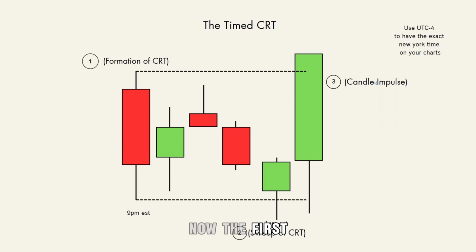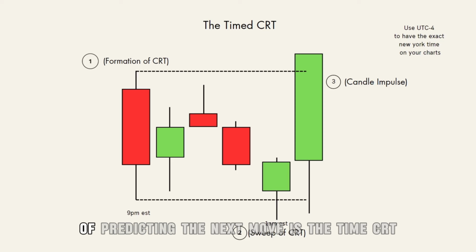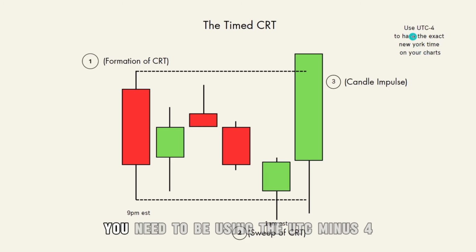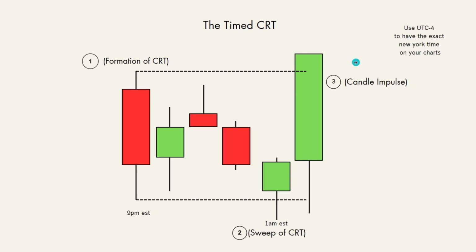Now, the first tool that you will have to be using in your pursuit of predicting the next move is the timed CRT. Now, a very big disclaimer here is that you need to be using the UTC -4 to have the exact New York time on your charts, because I'll be using Eastern Standard Time in this video.